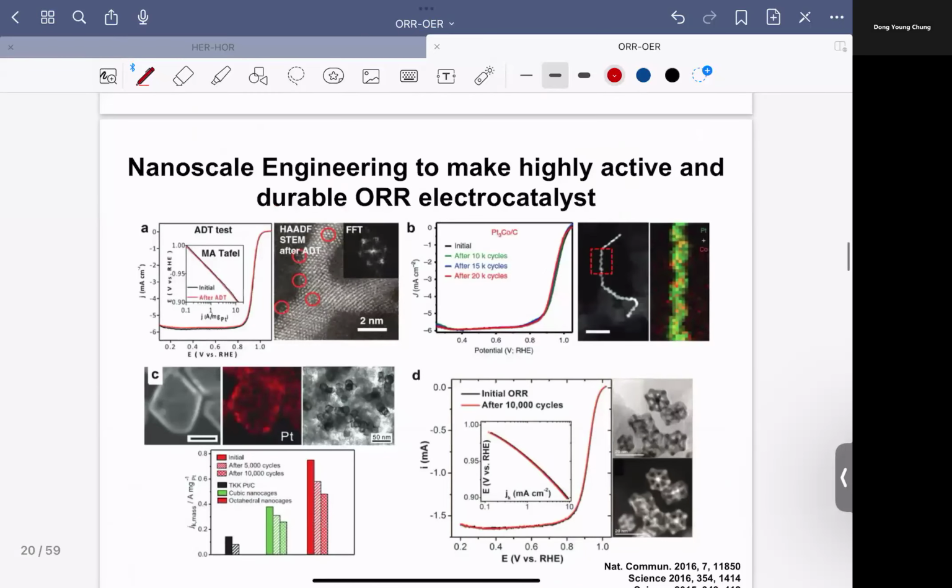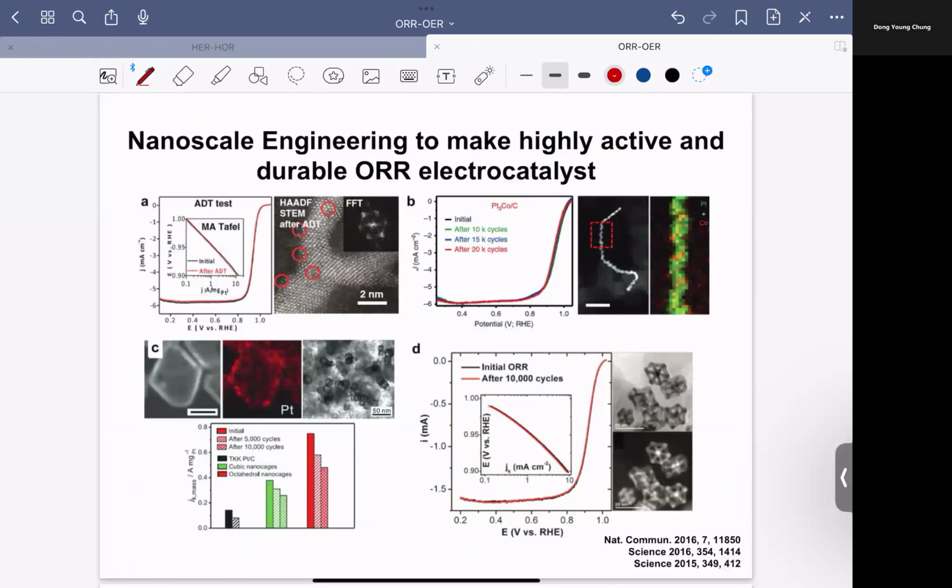And not surprisingly, this is not the only idea. Other groups proposed different strategies to increase not only activity but also stability, right? Some groups propose shape control, other groups utilize doping, and other groups also discuss other approaches, right? But anyway, there are different strategies to obtain high activity and stability, but the key idea is how to control the surface structure, to mimic the 111, because the 111 is the most active and most stable for the oxygen reduction reaction.